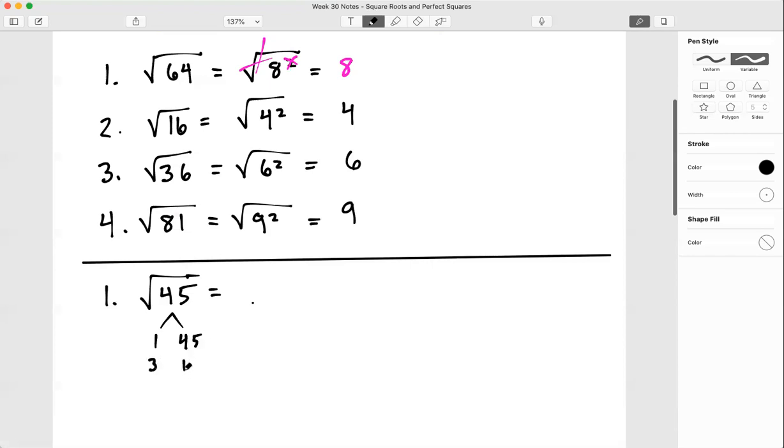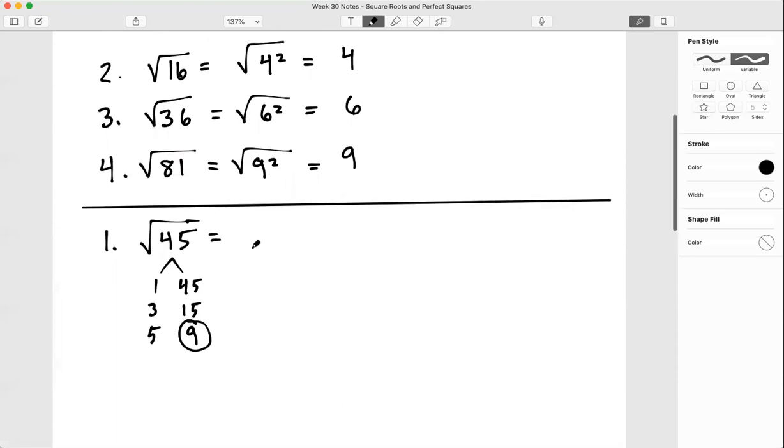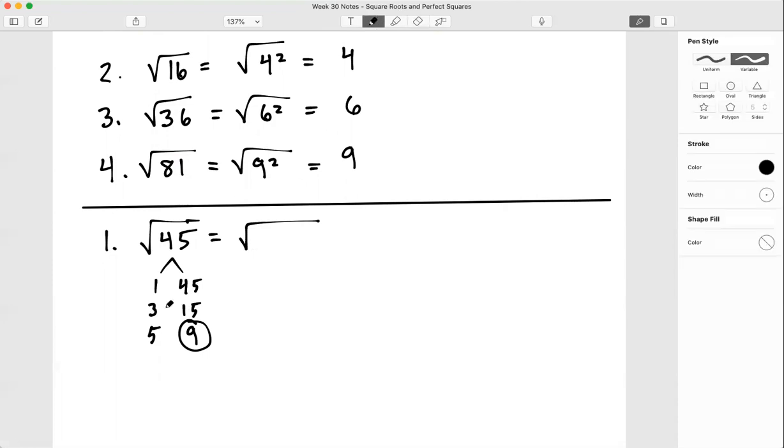We got 3 and 15. We have 5 and 9. Hey, there's a perfect square right there. Okay, so what I'm going to do is rewrite this as... and this little dot right here, it actually doesn't mean anything, so I'm going to get rid of it. So we rewrite this as 5 times 9.